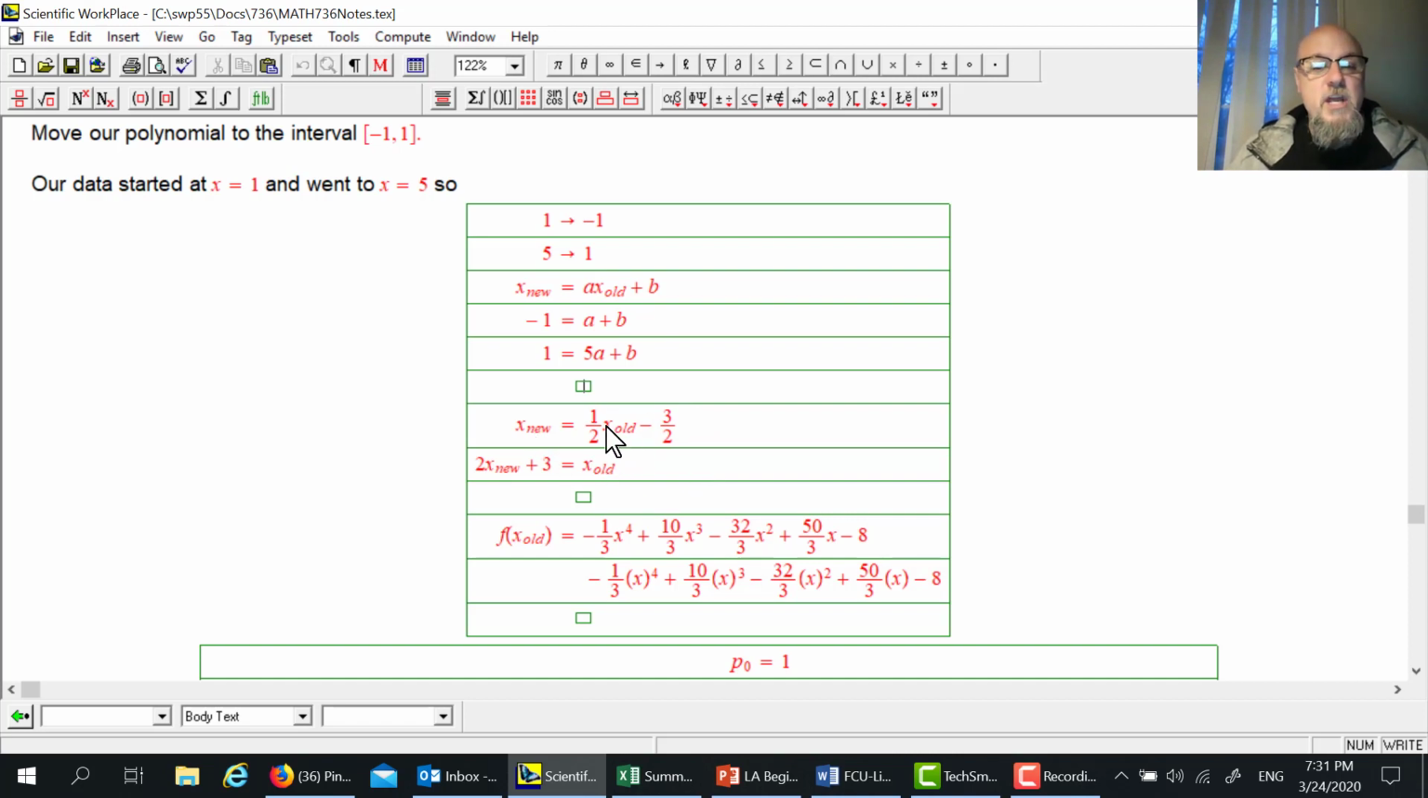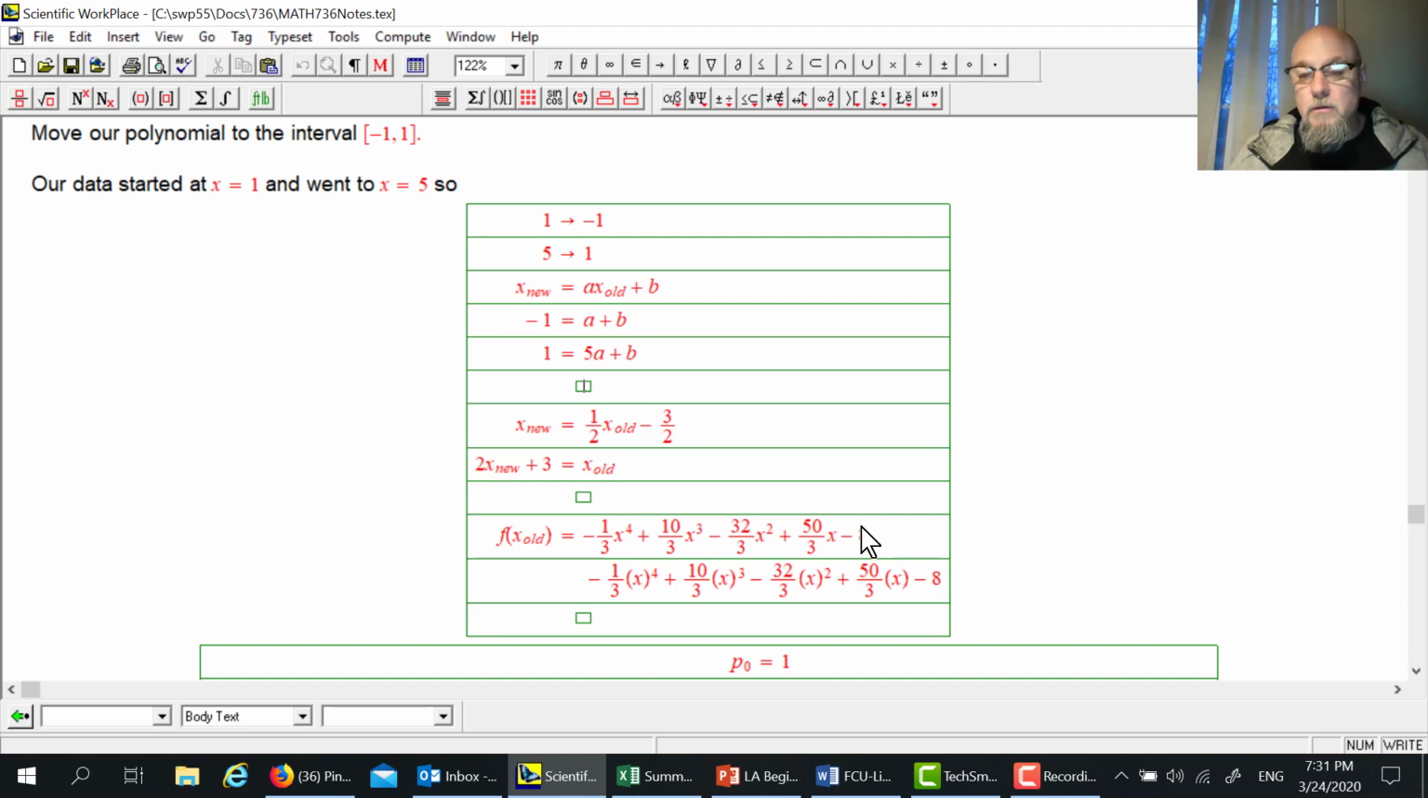So here's how I can change old x's into new x's. And check it out, it works, right? Let's make our old x equal to 5. 5 times 1/2 is 2.5. 2.5 minus 1.5 is 1. That's what we want.